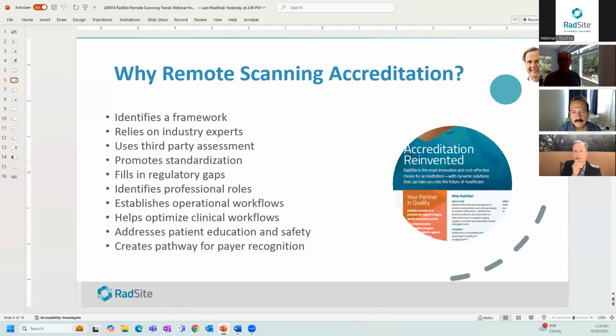I think, as you intimated, Dr. Siegel, it appeals to regulators and to payers, so it blazes a path to ultimate recognition by those two parties. I would also contend that accreditation allows you to optimize and standardize your clinical workflows. And finally, fundamentally, it addresses all those concerns with respect to how patients will fit in, and how their safety and the quality of their imaging will be preserved.